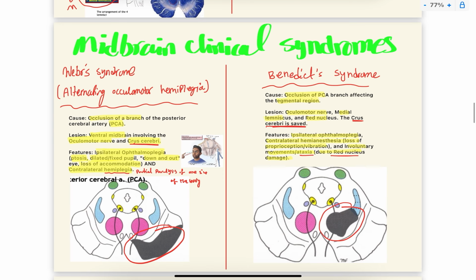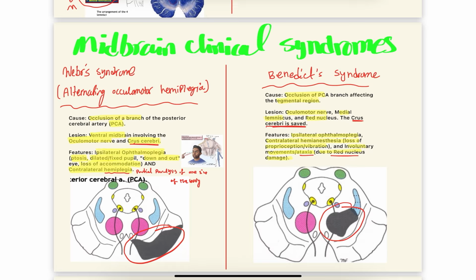Let's talk about the midbrain clinical syndrome. I have the Weber syndrome, called the alternating oculomotor hemiplegia. The issue here is what? The ventral midbrain will be affected, which is the oculomotor nerve will be affected because we said it goes outside like this anteriorly. So oculomotor is affected, the ventral midbrain is affected, and the crus cerebri, the peduncle, is affected. And it's caused because of what? It's occlusion of the posterior cerebral artery. I told you it's very important to know this artery, okay, in the previous video.